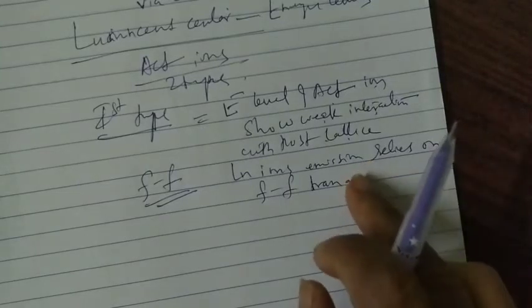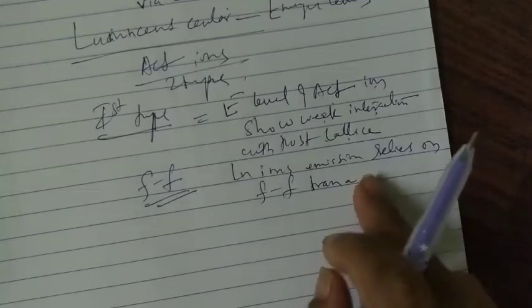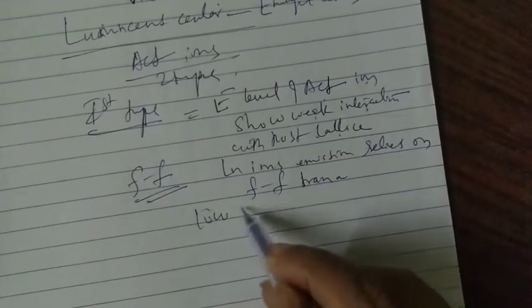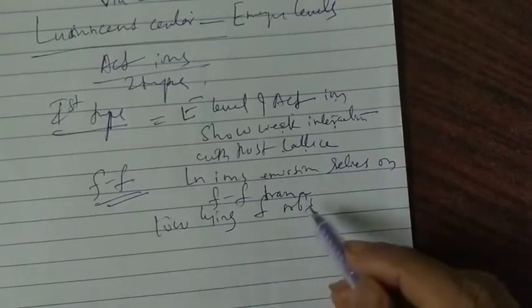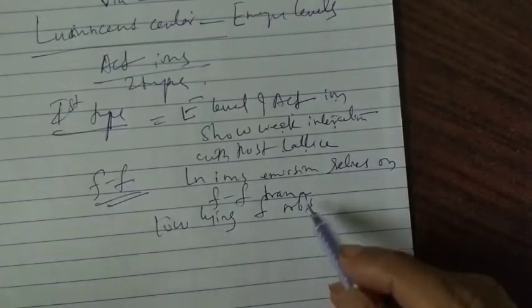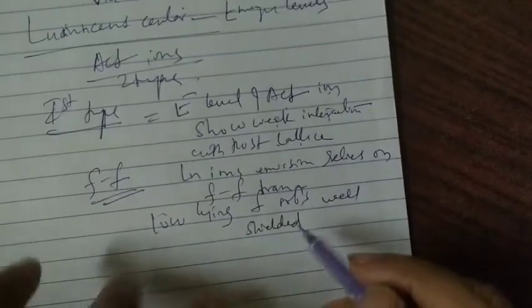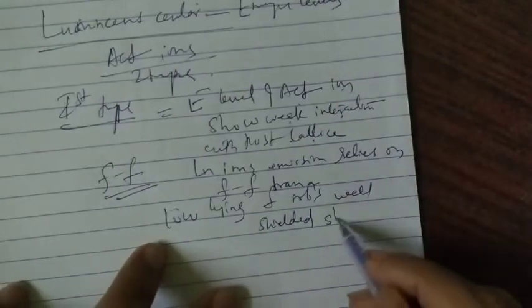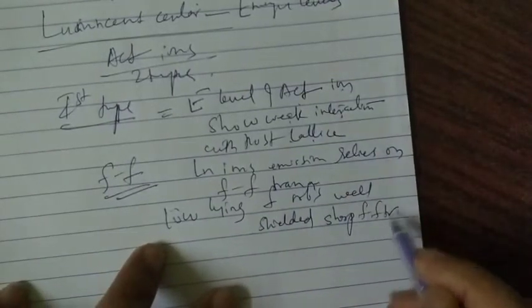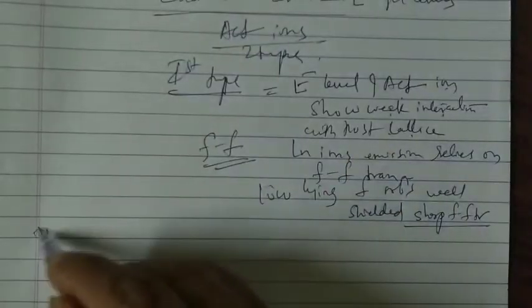So what is special about this f-f transition? They have low-lying f orbitals, which are well shielded, and give line emission spectra from the sharp f-f transition. So they give sharp lines. Okay, that is type 1. And the next one is type 2.